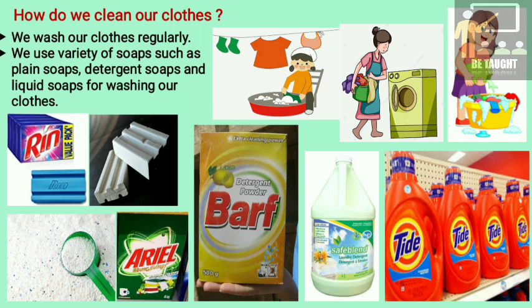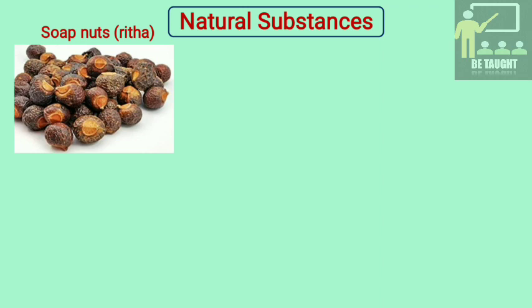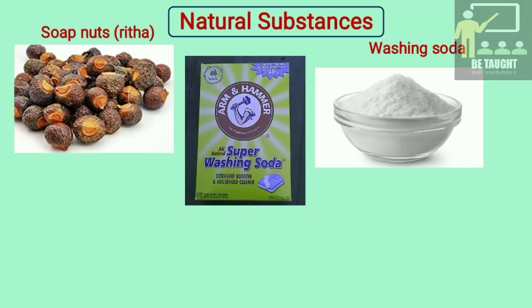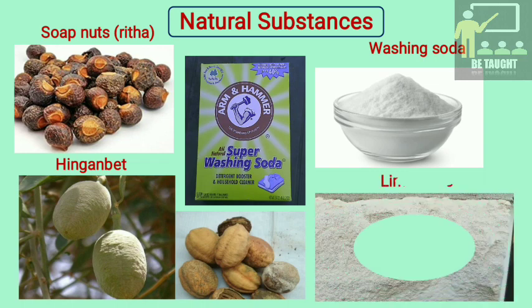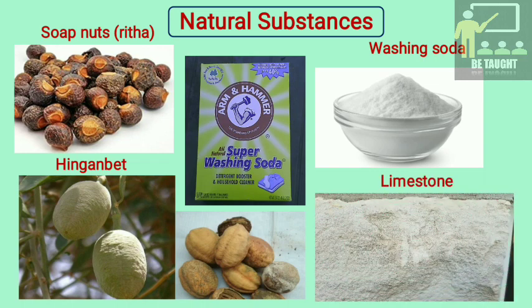Now earlier, children, all these things were not there. So we made use of natural substances like soap nuts, which are also known as Rita, washing soda, the hingabit and limestone to wash our clothes.